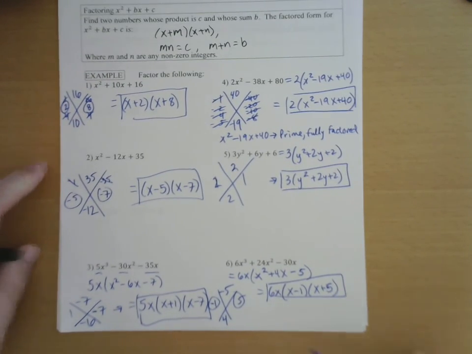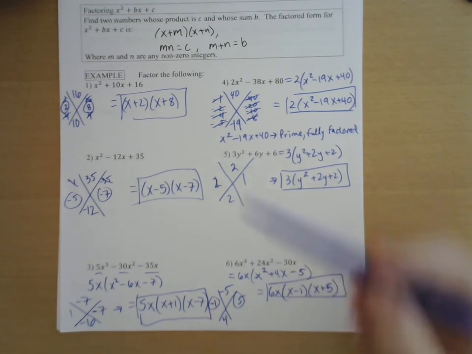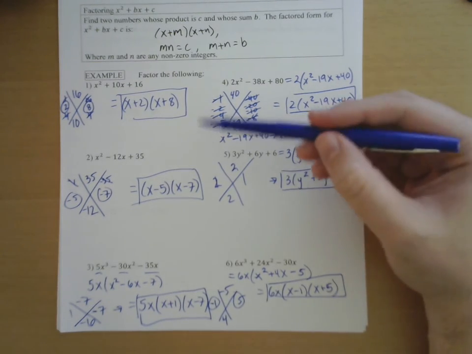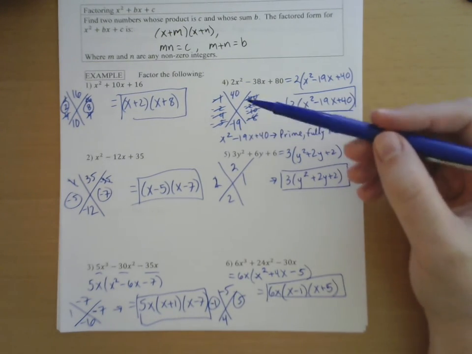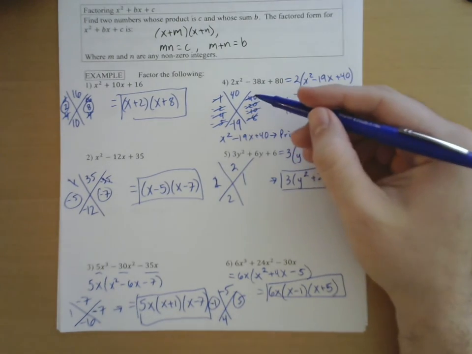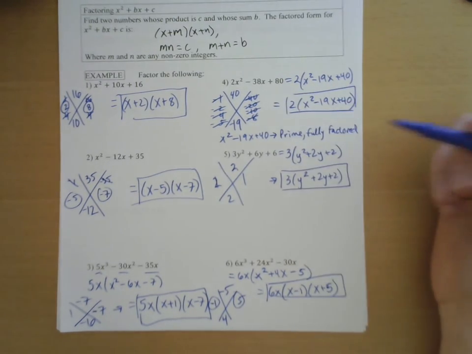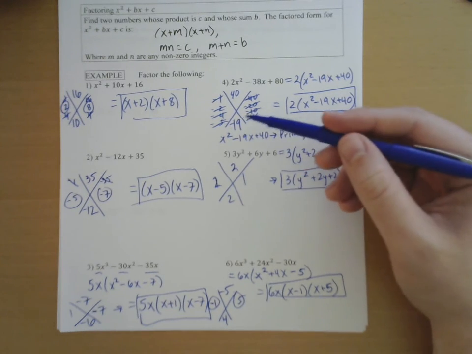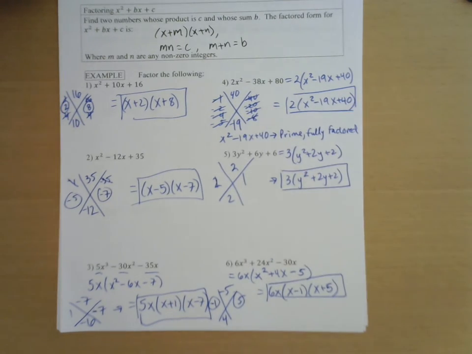All right, so as you work more problems in the homework, you'll start to recognize what terms need to go here. For example, number 4, you'll see there's nothing that's going to multiply to 40 and add up to negative 19. If you forget, just list all your factor pairs and eliminate them one at a time. Add them up. If you don't get the right number, you know it's not right.